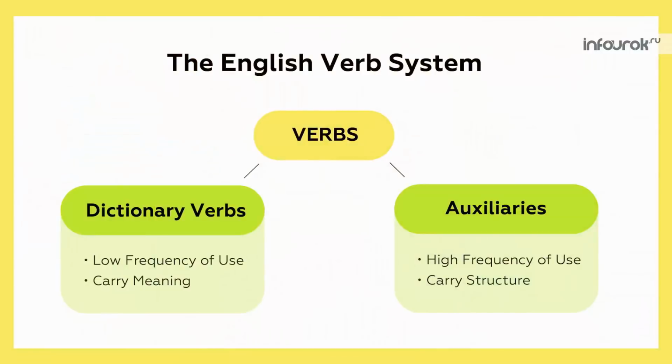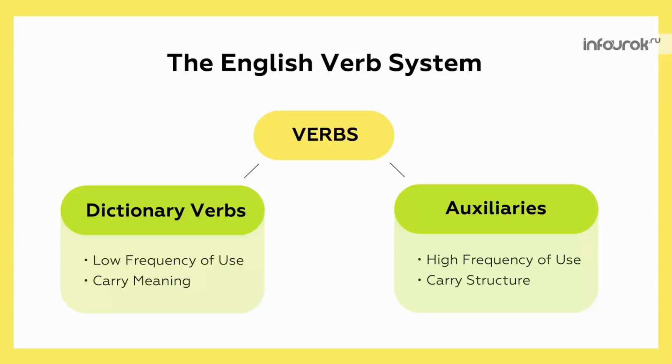Now we come to the English verb system. Let's have a look at how this is organized. English verbs are divided into 2 main sections. On the left-hand side, we have the dictionary verbs, and on the right-hand side, we have the auxiliaries. What do we mean by dictionary verbs? Dictionary verbs are those verbs which are found in the dictionary, hundreds and hundreds of them. They carry meaning, but their frequency of occurrence is very low. In the sense that we only use them when we need them.